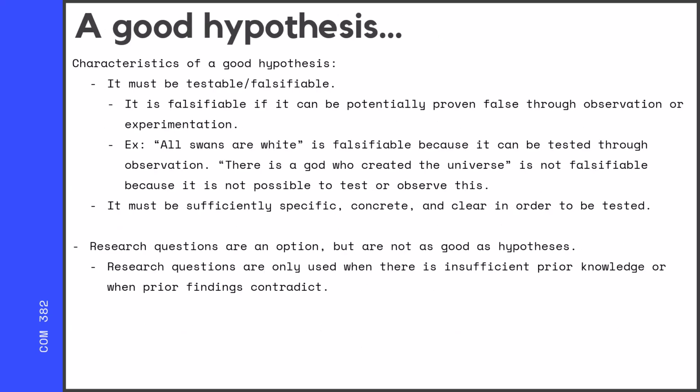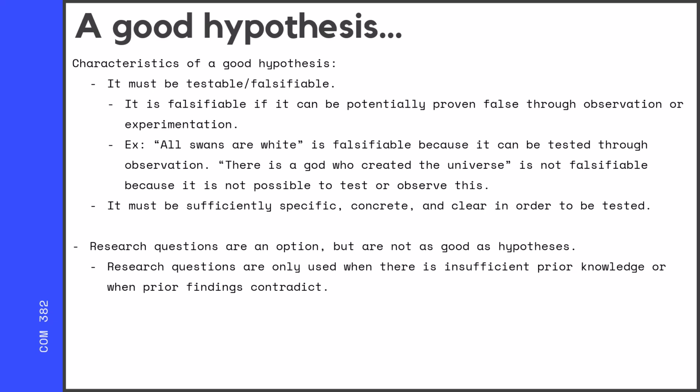So, a good hypothesis has to be falsifiable. That means it's testable. It's falsifiable if it can be potentially proven false through observation or experimentation. So, for example, all swans are white is a falsifiable statement because it can be tested through observation. There is a God who created the universe is not a falsifiable statement because you can't test or observe that. Good hypotheses need to also be specific, concrete, and clear in order to be tested.